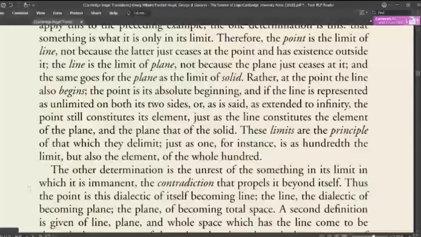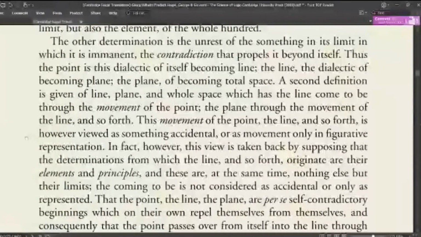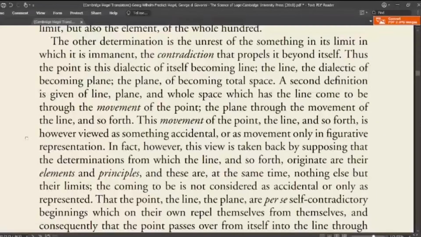The other determination is the unrest of the something in its limit in which it is immanent, the contradiction that propels it beyond itself. Thus the point is this dialectic of itself becoming line, the line the dialectic of becoming plane, the plane of becoming total space. A second definition is given of line, plane, and whole space, which has the line come to be through the movement of the point, the plane through the movement of the line, and so forth.